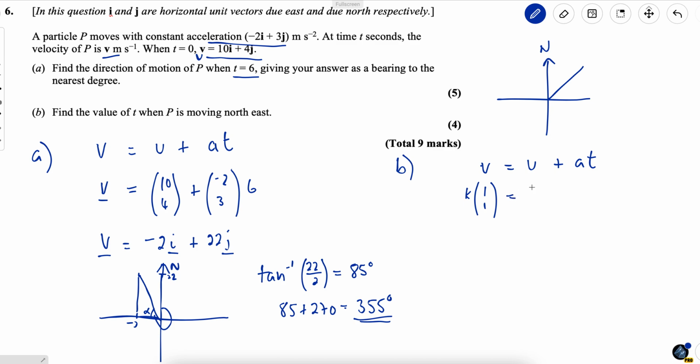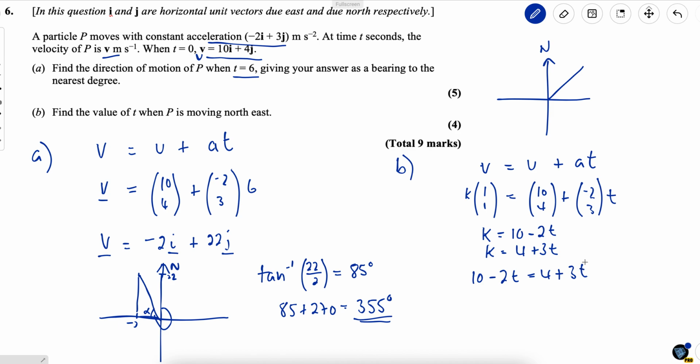So v equals u, which is (10, 4), plus a, which is (-2, 3), multiplied by t. That gives me that in the i direction, k equals 10 minus 2t. In the j direction, k equals 4 plus 3t. And as they are equal to each other, 10 minus 2t equals 4 plus 3t. And I can calculate t, which equals 6 over 5, or 1.2.